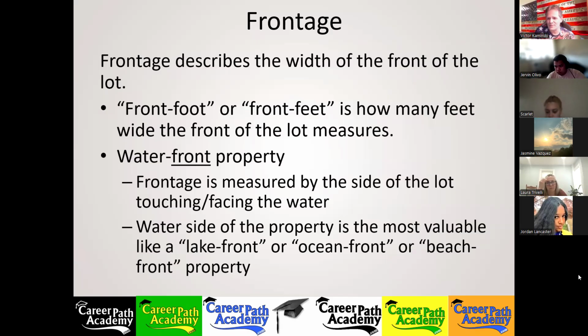You ever hear people talk about that? They mention it that way. Lakefront property, oceanfront property, beachfront property. That's different than regular frontage, which is facing the street. Because the more valuable side is on the water side.